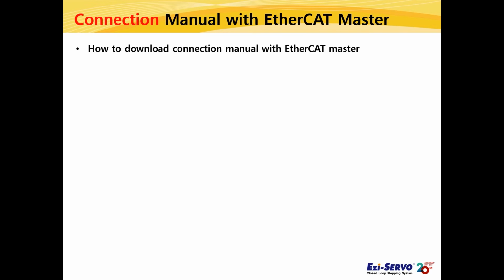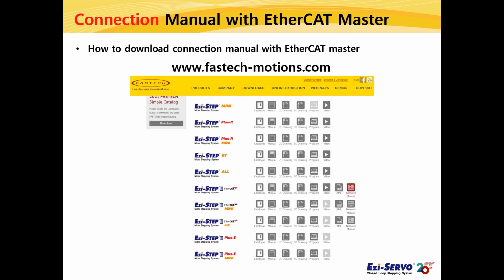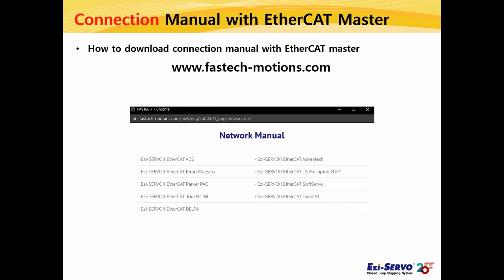And EtherCAT connection manual with each master can be downloaded from FASTECH website. If you access the following address and place the mouse pointer on the Downloads tab of the home page, an item called Quick Download appears. Click on the item to display a list of products. Click the Network Manual button of the Ezi-STEPII EtherCAT product among the products in the list to download the connection manual for each master. The manual of Trio's MC4N master, which I set as an example earlier, can also be downloaded here.